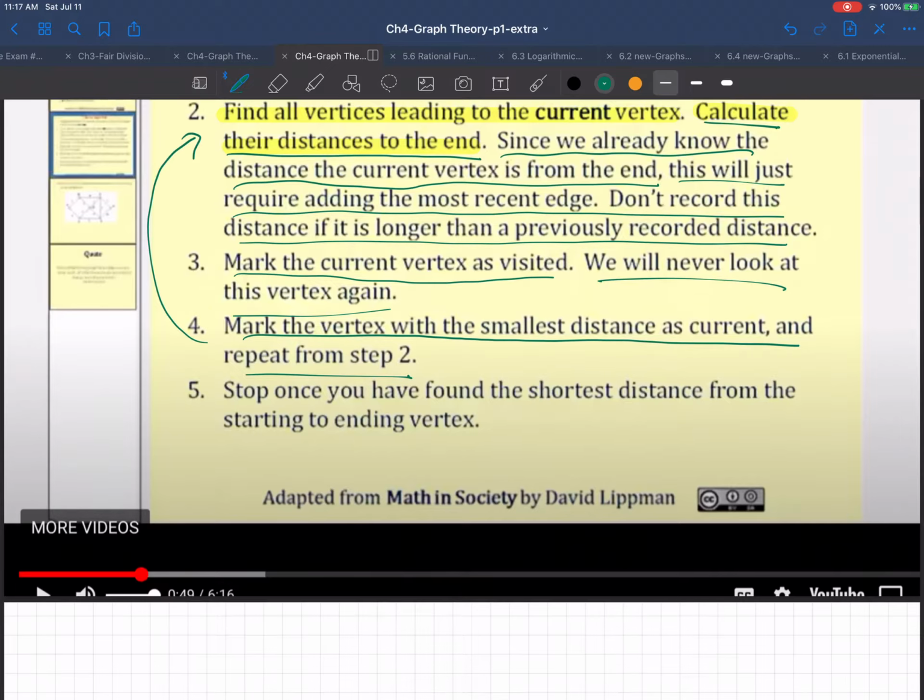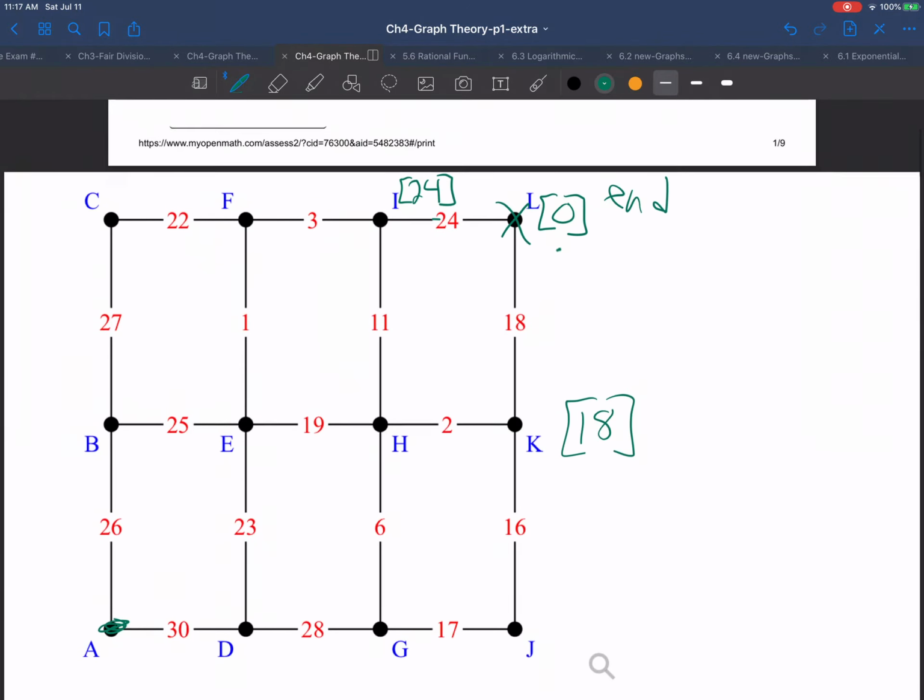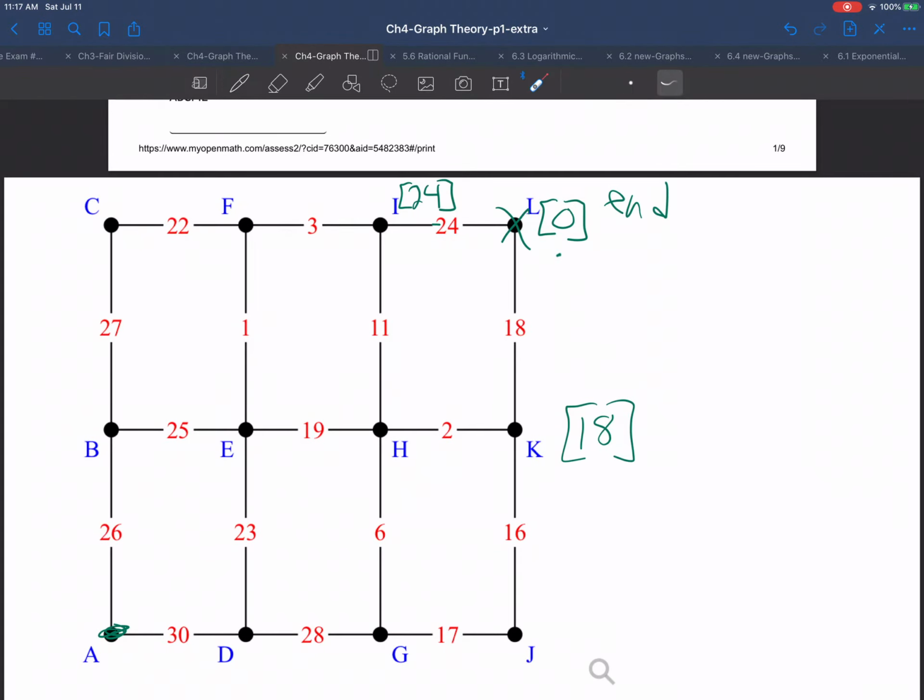Go back to step 2. What do we mean? They mean find the smallest one. So we're looking at 24 and 18. Which of those is the smallest? Which one is closest to the end? Well, the 18. So that's our new current. Circle it. In fact, let me mark it like this. That vertex is current. That's the one I'm looking at right now.